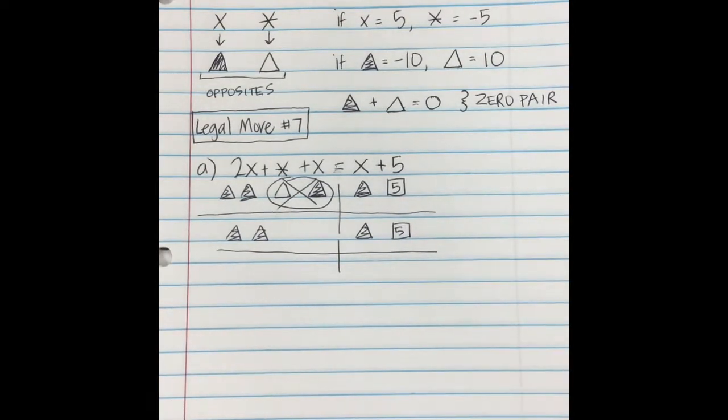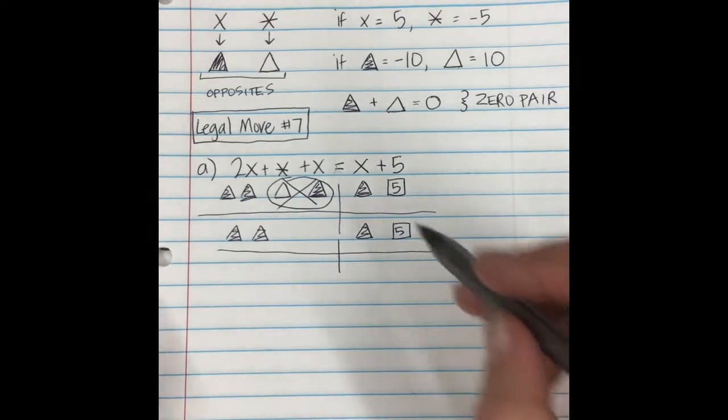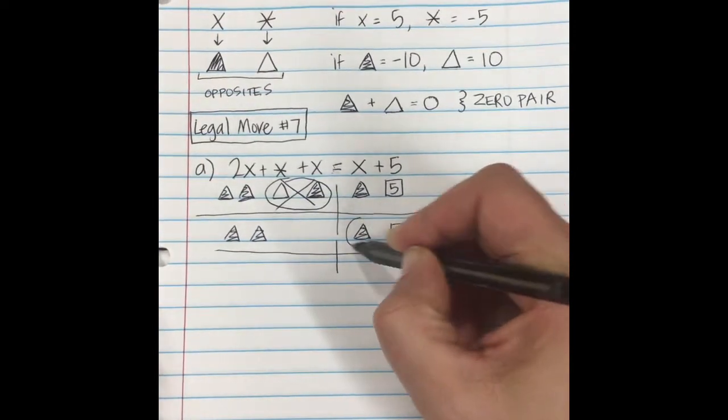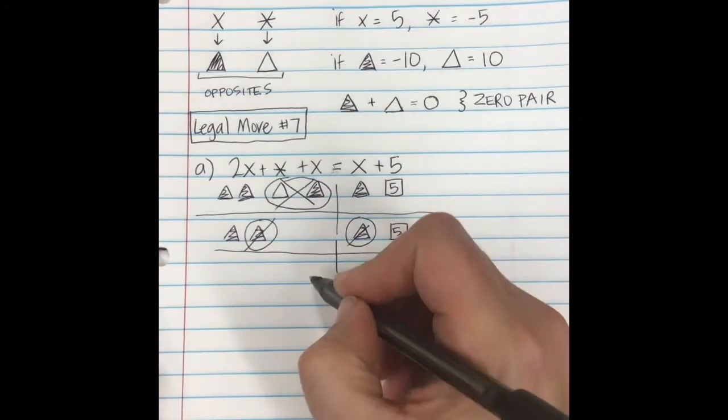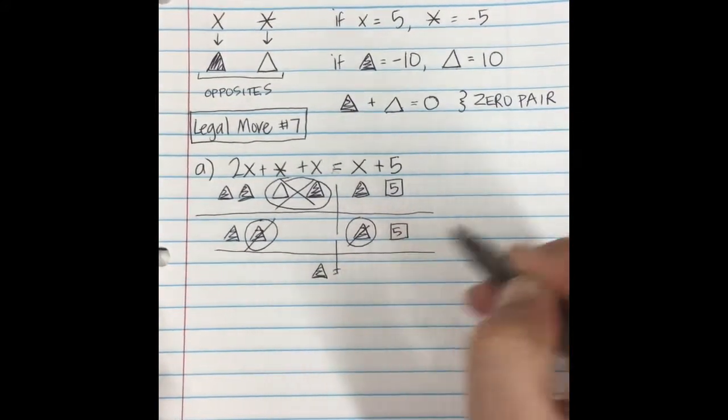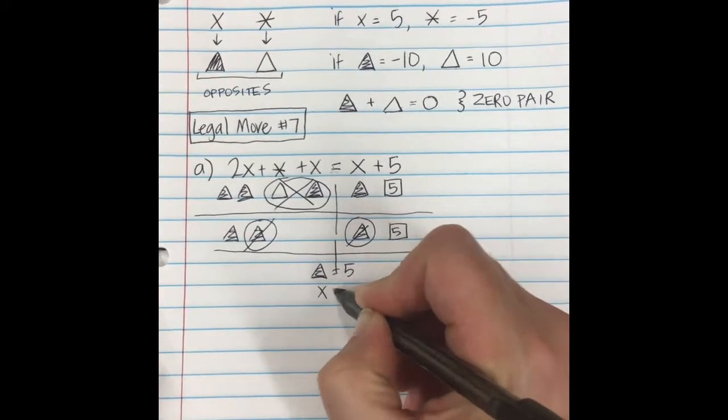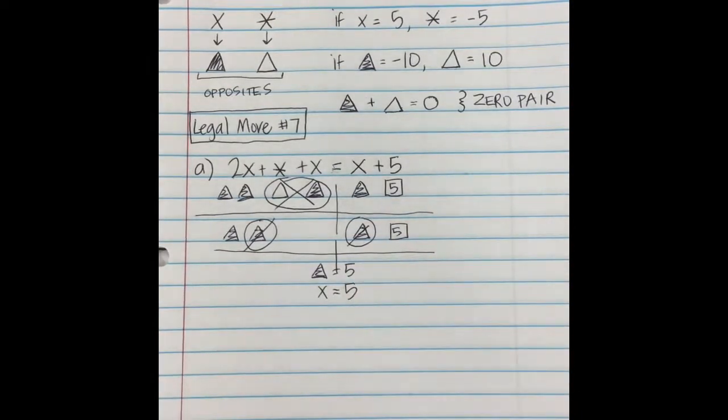So what I can do is go back to my original legal moves now, and I can say, well, I've got an x on the right and an x on the left, which leaves me with my answer, triangle equals 5 or x equals 5.